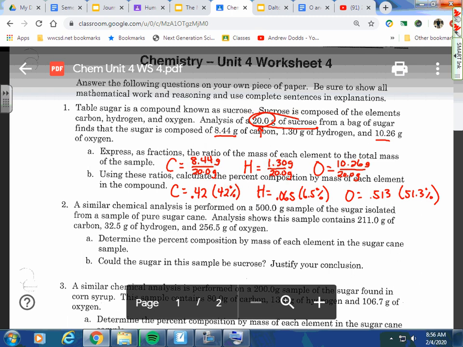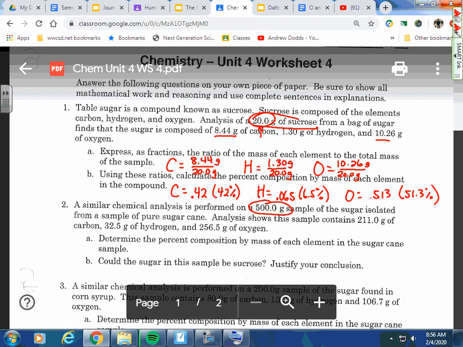All right, number 2, a similar chemical analysis is performed on a 500-gram sample of the sugar isolated from a sample of pure sugarcane. Analysis shows this sample contains 211 grams of carbon, 32.5 grams of hydrogen, and 256.5 grams of oxygen. So the total amount of the sample is 500 grams, okay? Determine the percent composition by mass of each element in the sugarcane sample.